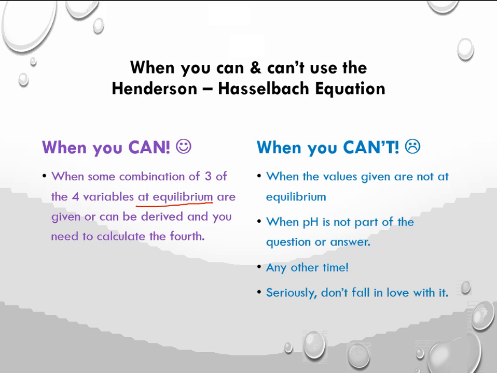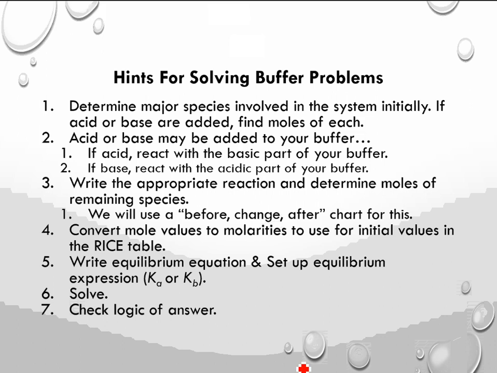So here's a set of hints for handling a buffer question, and we'll jump through this pretty quick because we'll say these words as we work problems. We have to figure out what the major species are in a system at the start. If you added an acid or a base, you're going to find moles of each, and we're going to react them. React means use some stoichiometry to determine what's left over. It's sort of a quick way of doing a limiting reactant. Seeing what's left over, then putting that leftover stuff, if necessary, into an equilibrium, and then doing calculations.